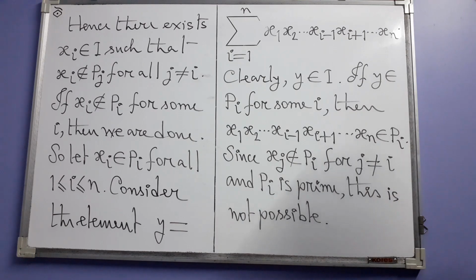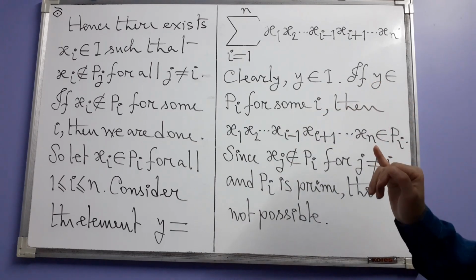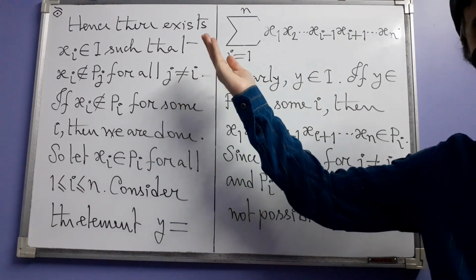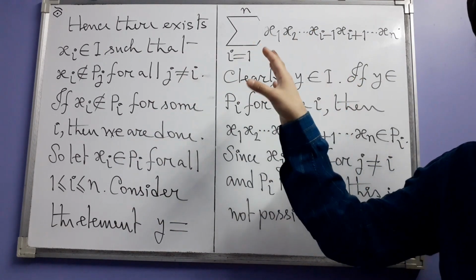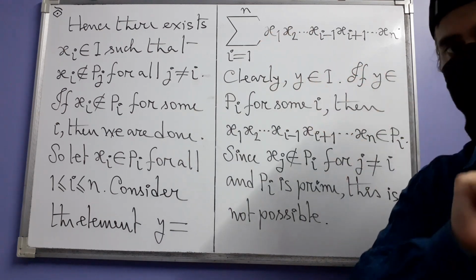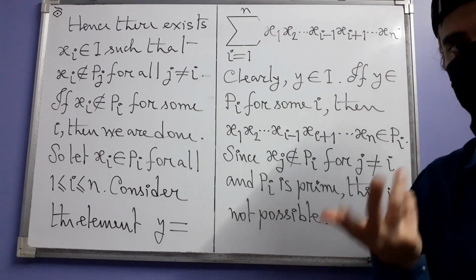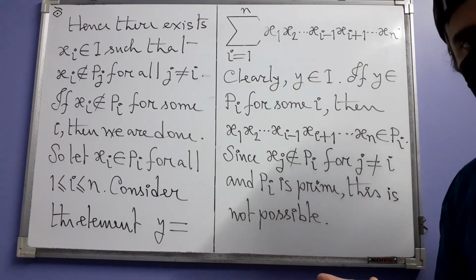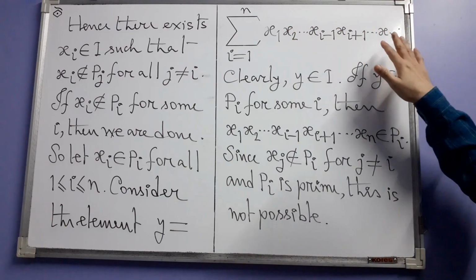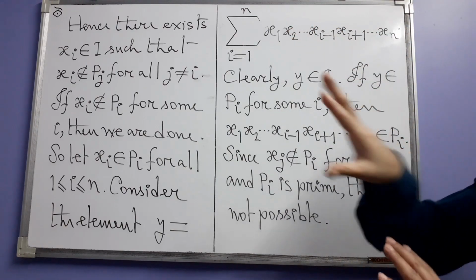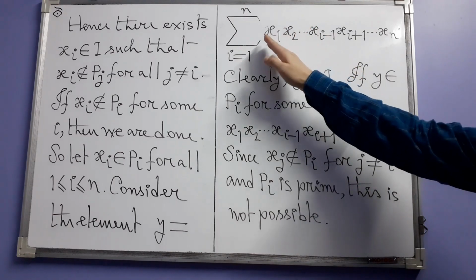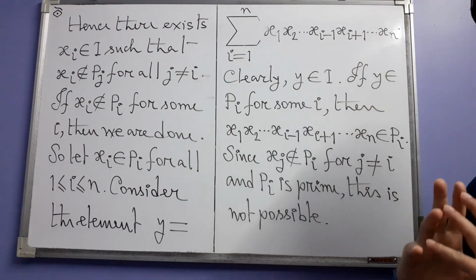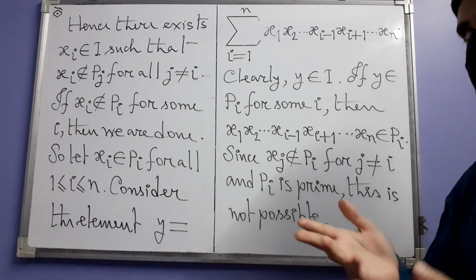Now what will happen? xi is in Pi, so the remaining terms where we have xi in this sum, all those products are also in Pi because Pi is after all an ideal, so their sum is also in Pi. But that one term which does not have xi, let's not think about that, okay. So all the terms of this sum except that term which does not have xi, they belong to Pi.